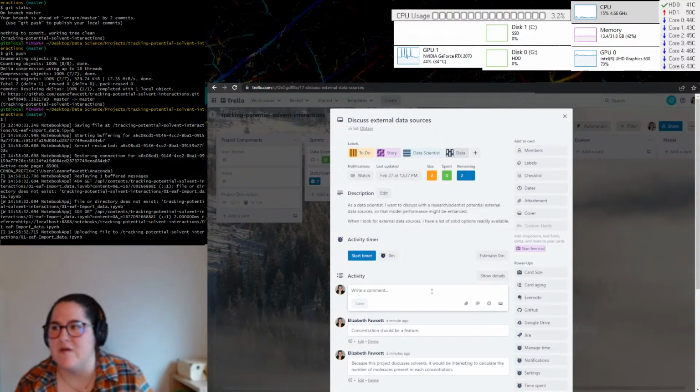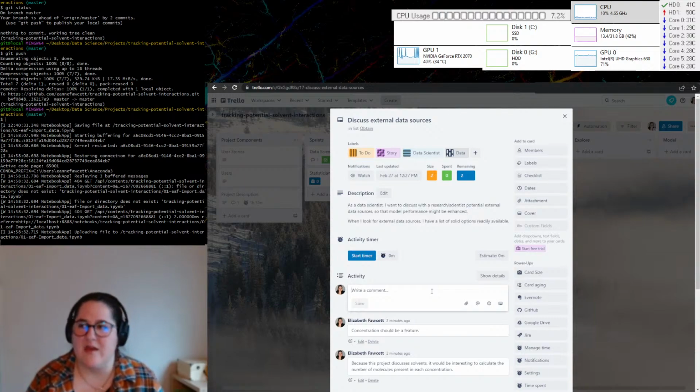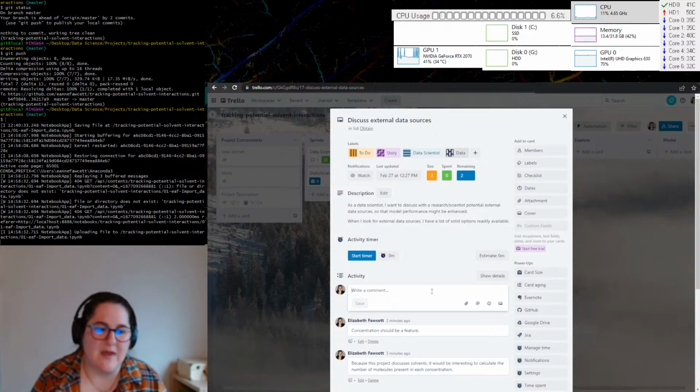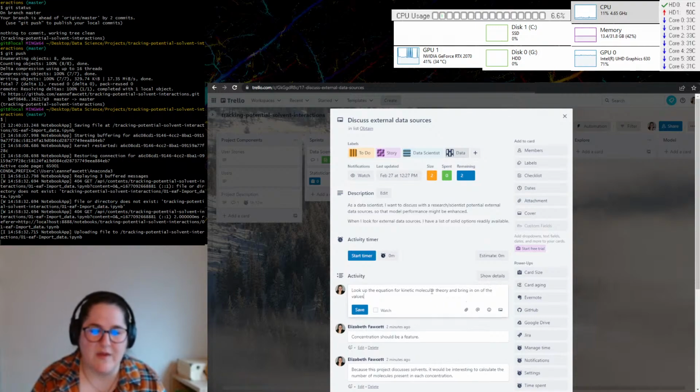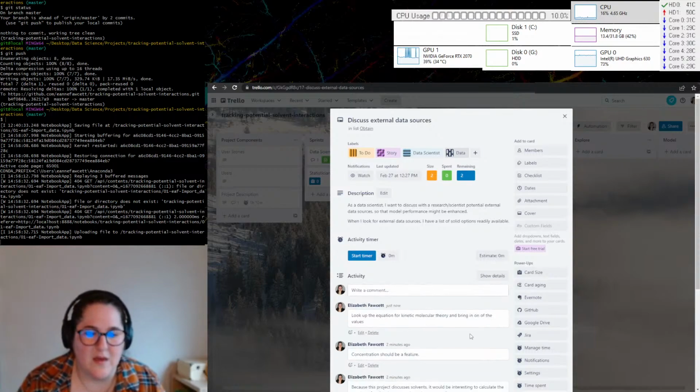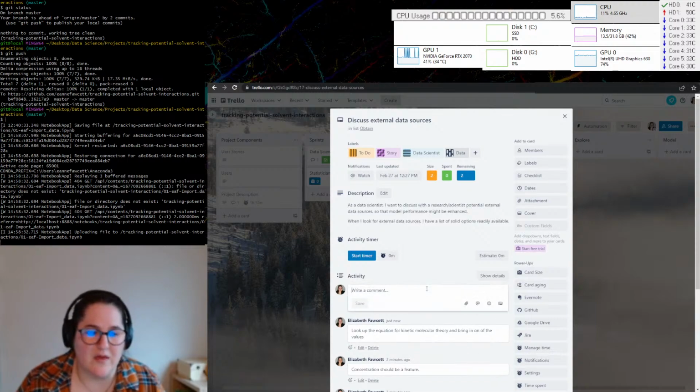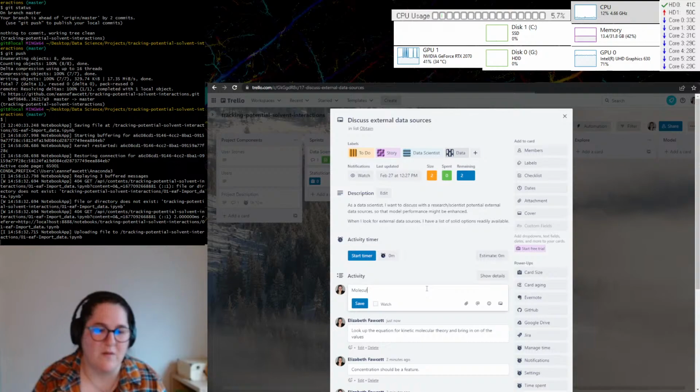Throughout this project, back when I was doing the research, I was talking about how as the concentration increases, there's more likelihood for a solvent-solute interaction because of kinetic molecular theory. So maybe look up the equation for kinetic molecular theory and bring in one of the values. That value might be concentration, it might be number of molecules, it might be speed based on temperature. That's something that would be interesting. How about we put that down? Molecule speed based on temperature.